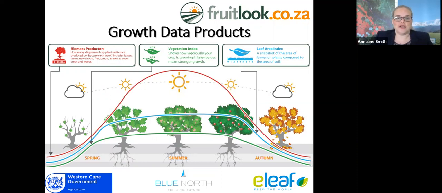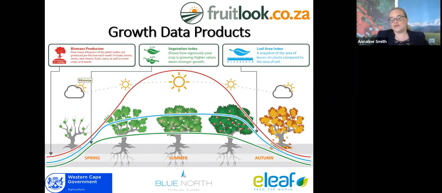So the next one of our growth data products is the vegetation index, or NDVI. Raise your hand if any of you have ever worked with NDVI before or have heard of NDVI. Okay, we've got one. So not a lot of people have worked with NDVI before.